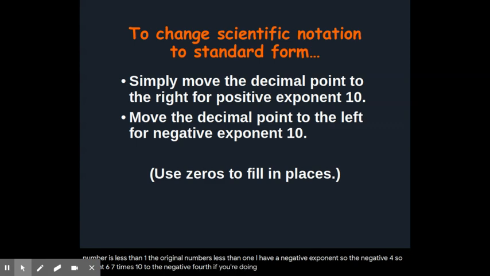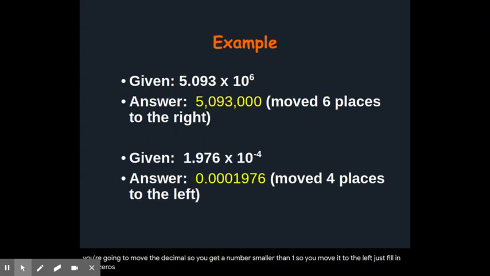If you're doing the opposite, if I give you something in scientific notation and you want to put it in standard form, again, you're just going to move the decimal. But remember, if you have a positive exponent, the number you should get will be bigger than 1. So you're going to want to move the decimal to make the number bigger than 1. If you have a negative exponent, you're going to move the decimal so you get a number smaller than 1. So you move it to the left to get a number smaller than 1. And then just fill in your zeros. So for example, if I've been given this number, I say, okay, this is a positive exponent.